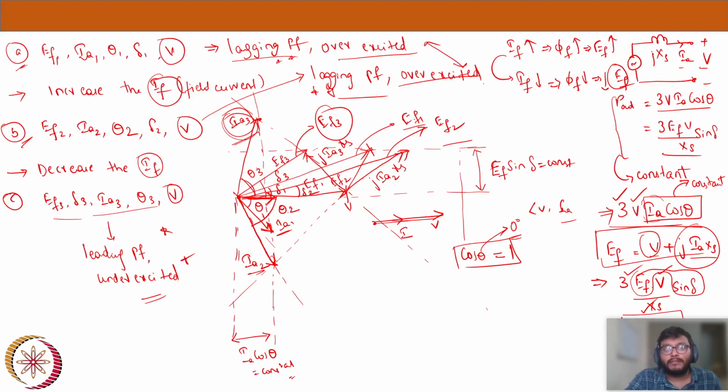With that, we draw a phasor diagram where the initial operating points are EF1, IA1, theta1, delta1 and V, where we have to get a lagging power factor. We actually saw that for a lagging power factor, the EF1 turned out to be more in length than V, stating it to be an overexcited condition. Now we have increased the field current from that point, and then we have decreased the field current from that point, and we have seen the phasor diagram. We came to know that when I increase the field current, I'm actually overexciting the machine.